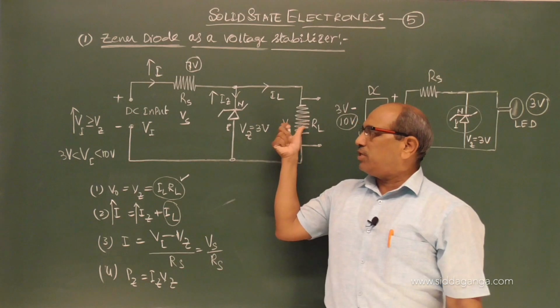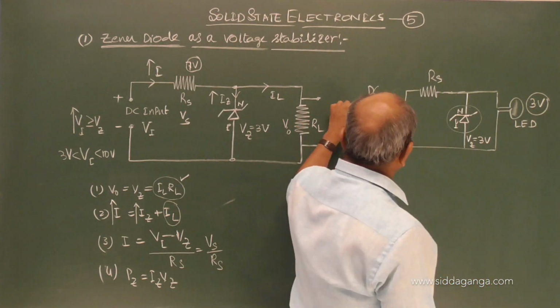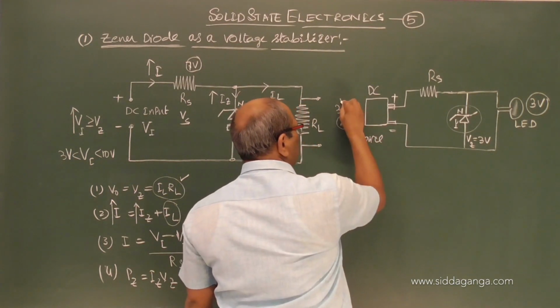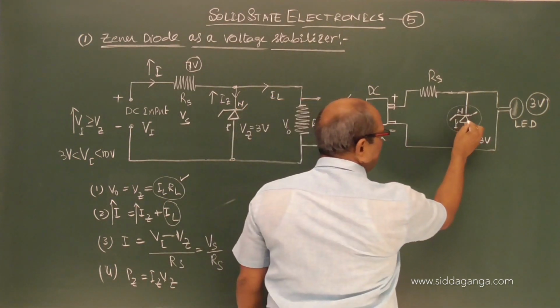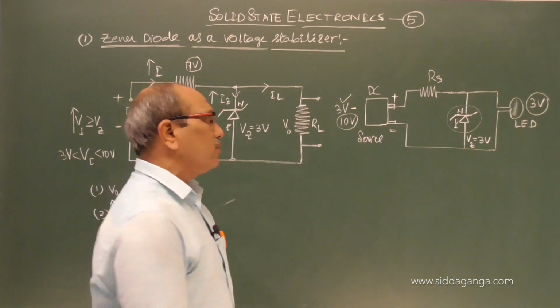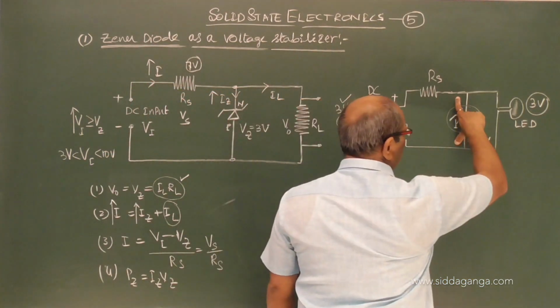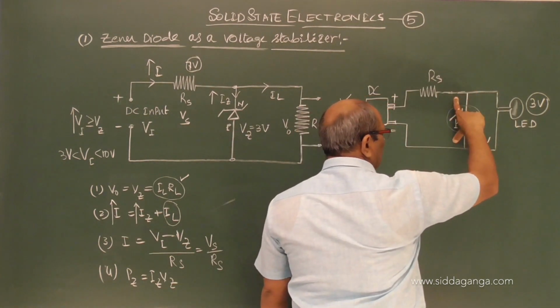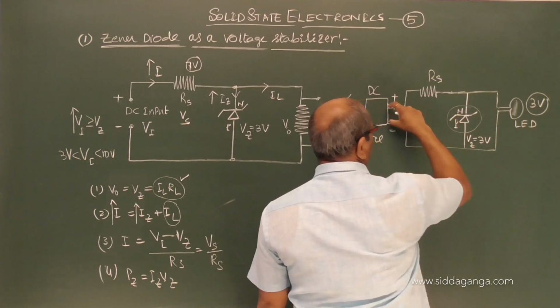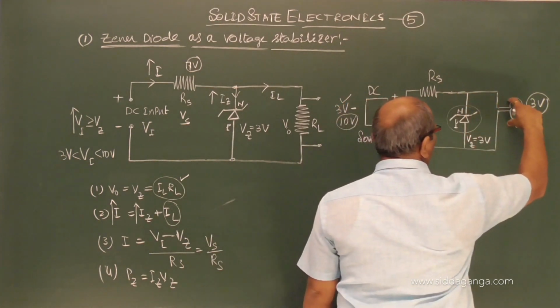This is what I told you here. For any changes in the input, let us assume if it is 3 volt, the Zener is not conducting because it is just at the Zener voltage point. No current flows through this. With no current in the circuit, directly this voltage appears onto the LED and it runs.